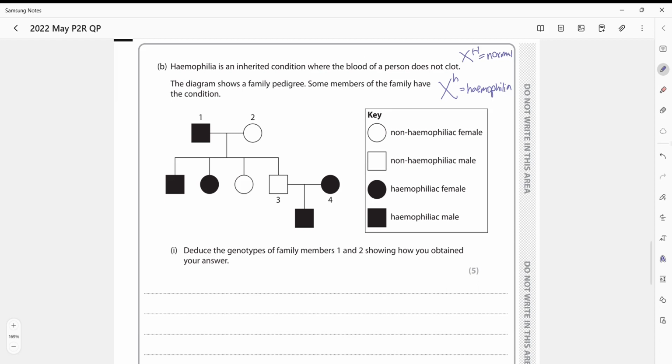If we look at family member number 1, they are a hemophiliac male. Because they're male, they carry the XY chromosomes. And because they have hemophilia, they would carry the recessive allele on that X chromosome. Now for family member number 2, we can see that they are a non-hemophiliac female. A female should have 2 X chromosomes, and if they're non-hemophiliac, there are 2 possibilities here.